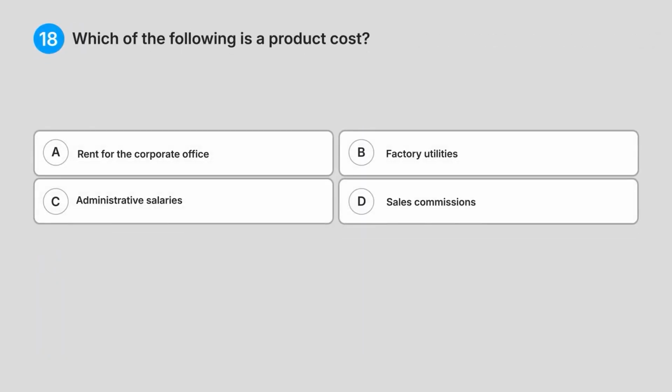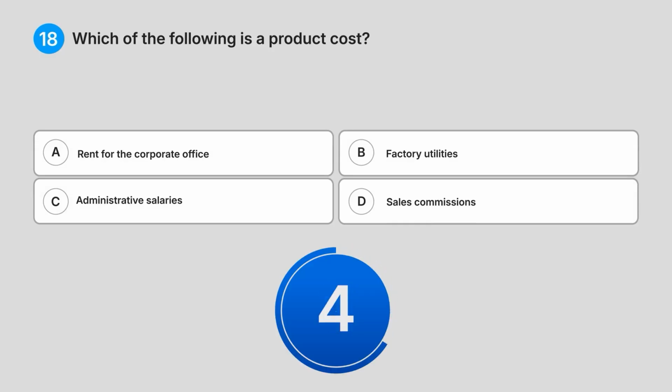18. Which of the following is a product cost? A. Rent for the corporate office. B. Factory utilities. C. Administrative salaries. D. Sales commissions. Do you know the answer?